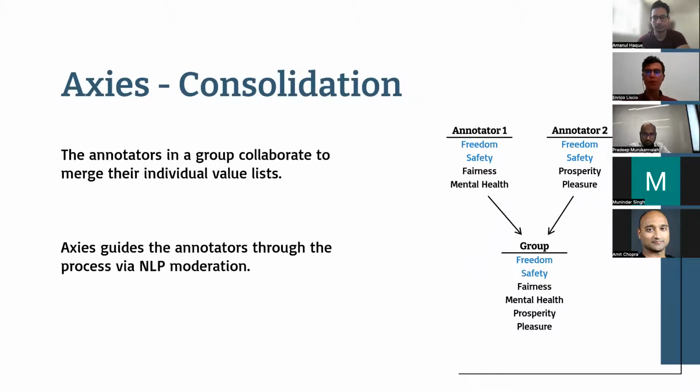Then each individual annotator finds their own value list, and we put together all the annotators in the same room, and we tell them to merge their value lists. The way in which we do it is to, again, use natural language processing moderation to guide them through this process. And what we want is that similar values are merged together and differing values are listed out. Essentially, what we get at the end is a list of values that are relevant to this opinion corpus, to this discussion.